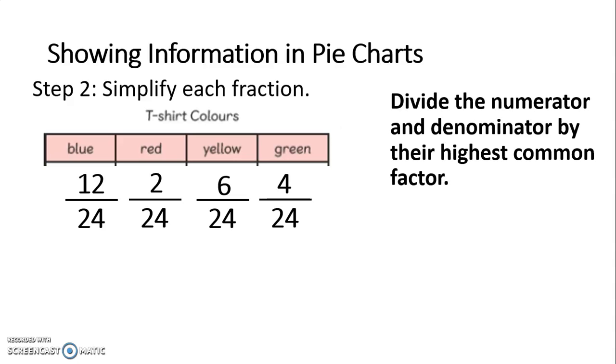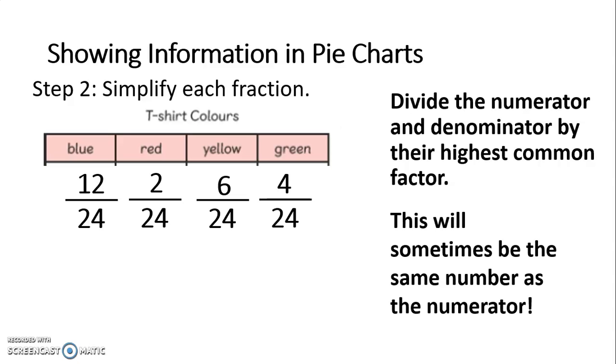To simplify fractions, we need to divide the numerator and the denominator by their highest common factor. This will sometimes be the same as the numerator. For instance, if we look at blue, 12 and 24, well, I know that 24 is in the 12 times table, so I can divide 12 and 24 by 12. 12 divided by 12 is 1. 24 divided by 12 is 2. So that fraction in its simplest form is 1/2.